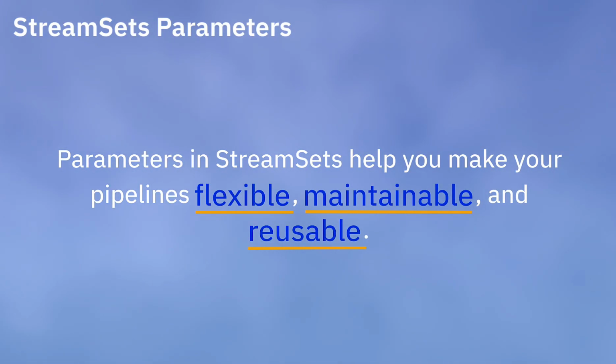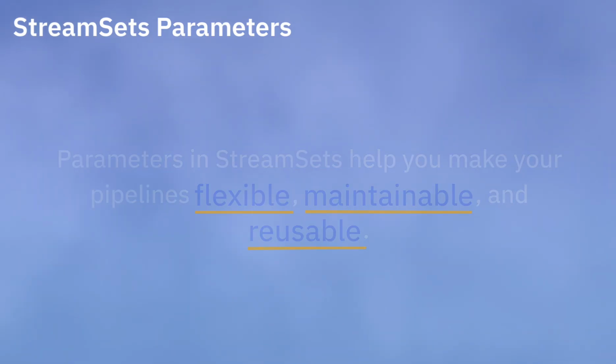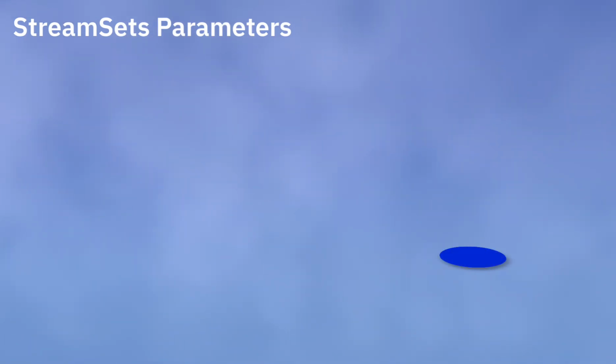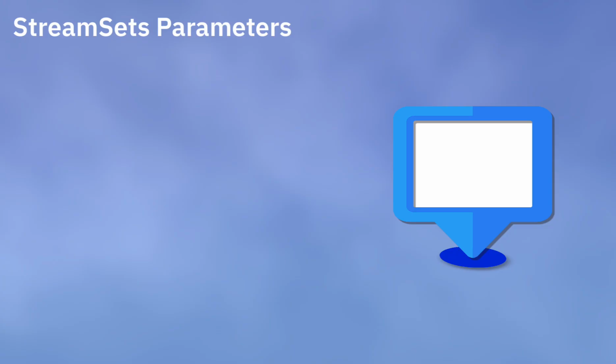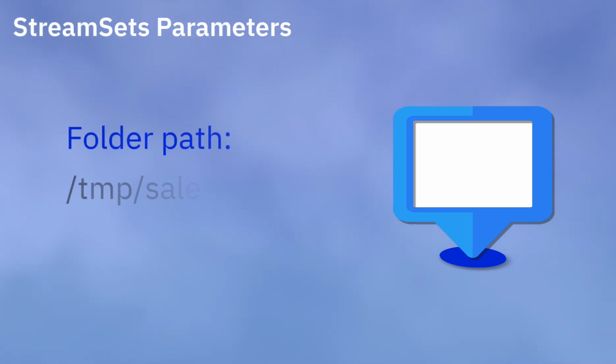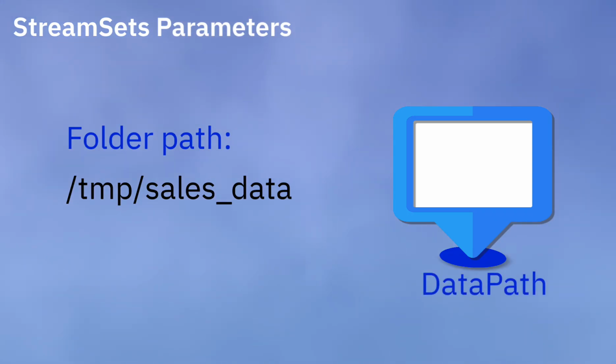Instead of hard-coding values like file paths, database names, or Kafka topics, you can replace them with parameterized values. Think of parameters as placeholders. For example, instead of hard-coding a folder path like /temp/sales_data, you can create a parameter name, say data path, and reference it inside curly braces like this. You can then assign it a value when running the pipeline. This way, you don't need to modify the pipeline every time something changes. Simply update the parameter value.